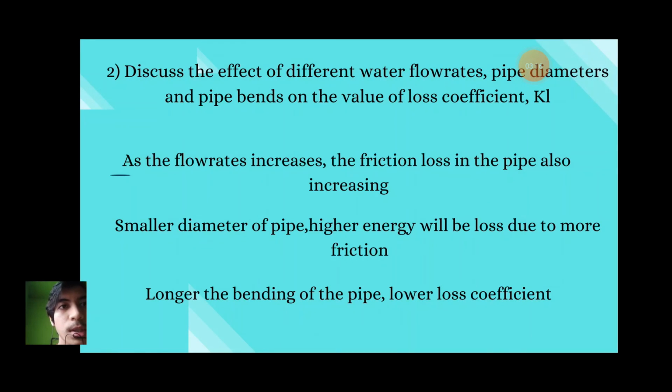2. Discuss the effect of different water flow rates, pipe diameters, and pipe bends on the value of loss coefficient. As the flow rate increases, the friction loss in the pipe also increases. With a smaller diameter of pipes, higher energy will be lost due to more friction. The longer the bend of the pipe, the lower the loss coefficient.